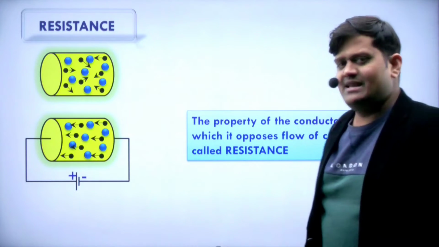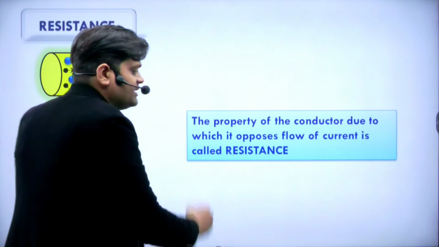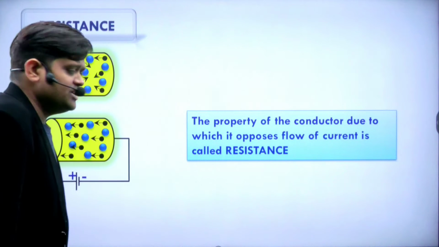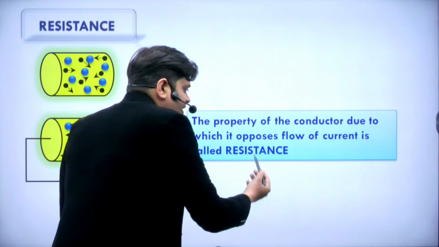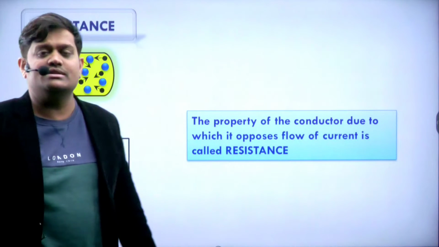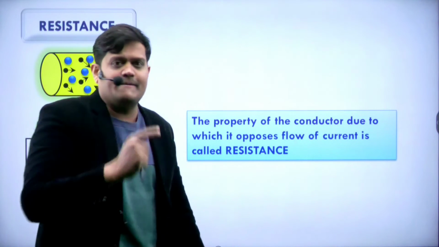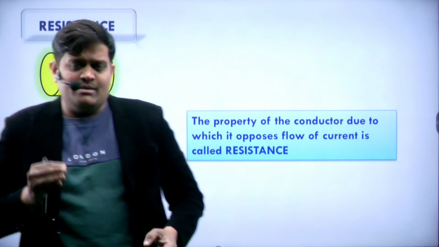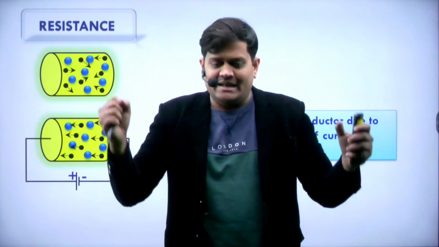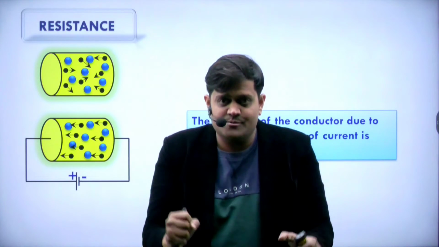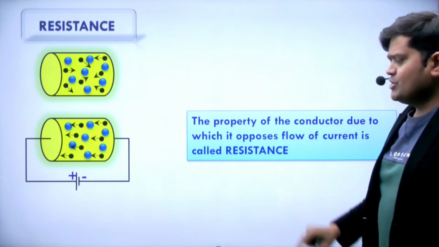So we can say that the property of the conductor due to which it opposes the flow of current is called the resistance. This is the actual definition of resistance. If the atoms are more, resistance is more, and current is less. If the atoms are fewer, resistance is small, and current is high.